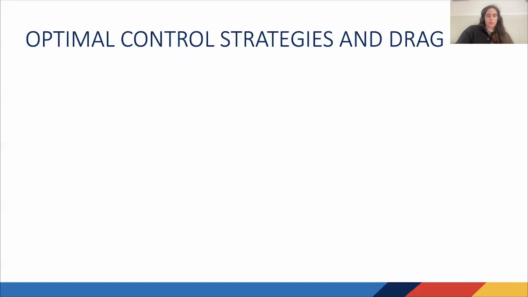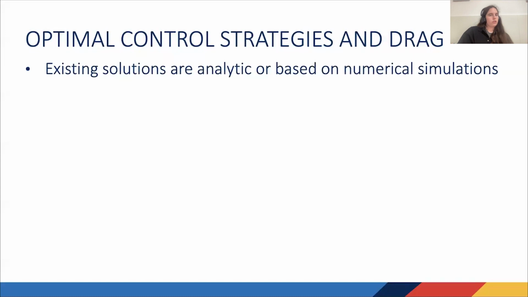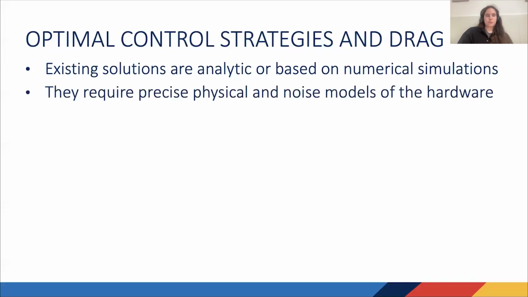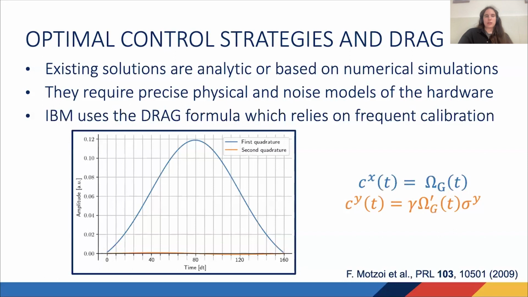There are some, of course, control strategies already for how to do these gates better. Usually right now they're analytic, so someone just comes up with an equation, or they're based on numerical simulations, which both require precise physical and noise models of the hardware. You want to know what equations you're dealing with. If you want to make a simulation, of course, you need a model. And if you want to do something analytic, you need a mathematical equation to tell you about the behavior of your system. And as I mentioned, those are both challenging to get at these precise physical and noise models.